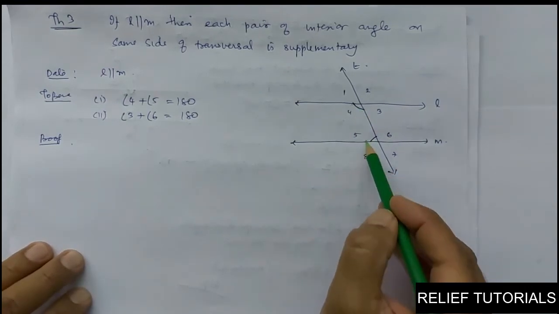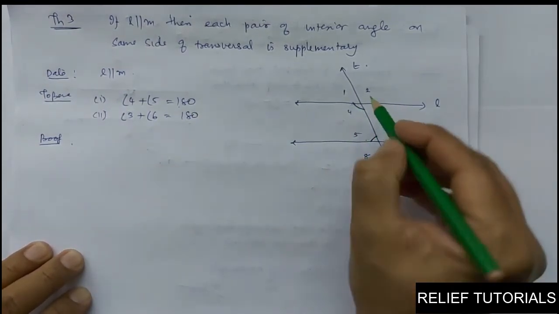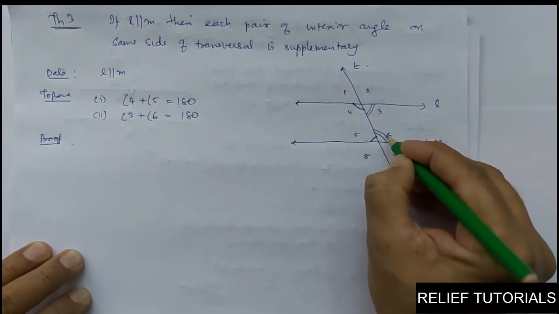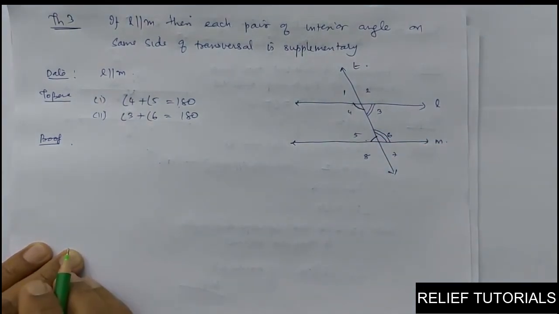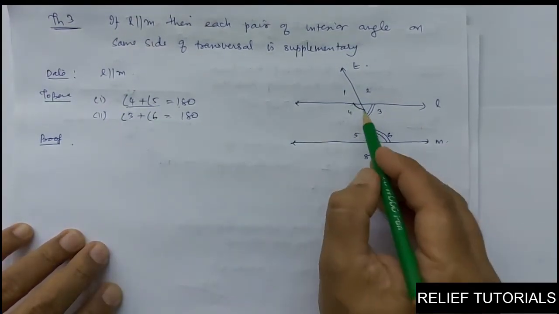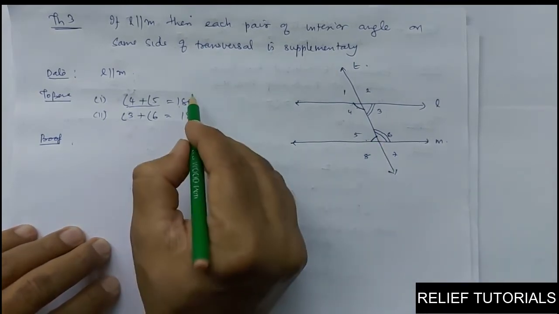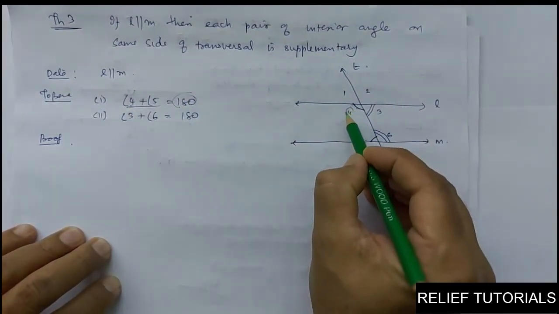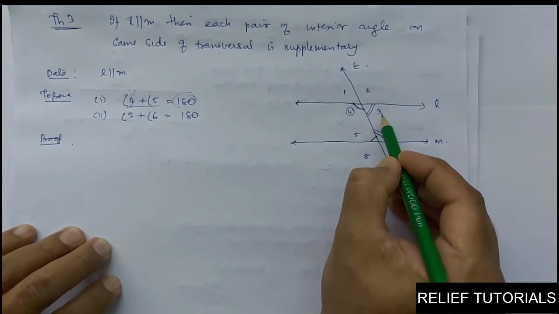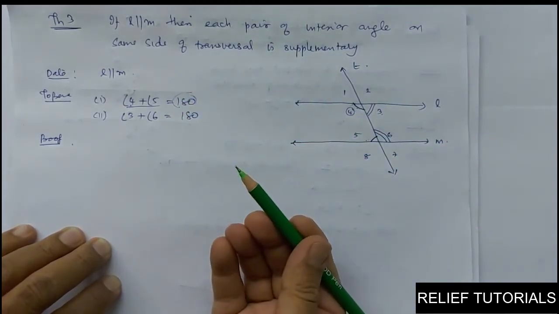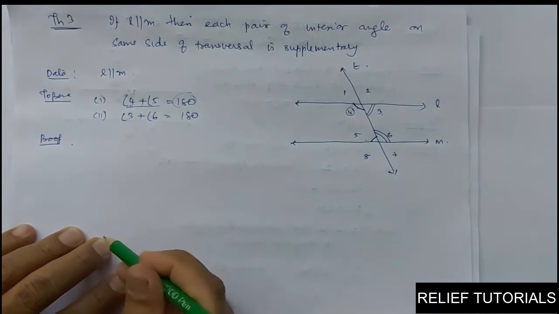You have to prove that 4 plus 5 is equal to 180 and that 3 plus 6 is equal to 180. So how are we going to prove this? First we have to prove 4 plus 5 is equal to 180. So in the proof we require 180, and there is angle 4. So we will select this 4 and make a pair with 3. Why? Because you know that they are linear pair angles. So their total is 180. So 180 will be included in our proof.